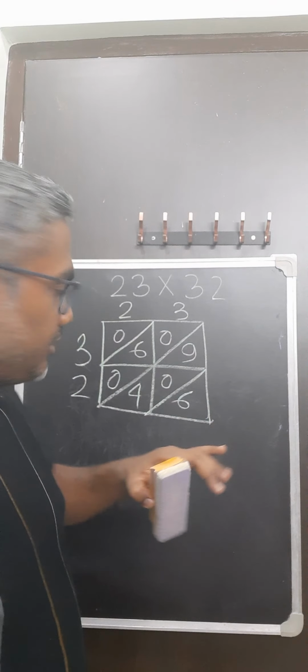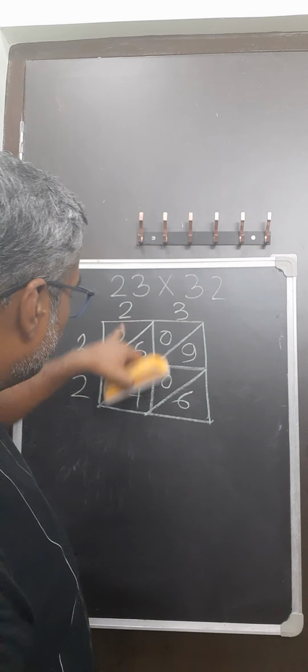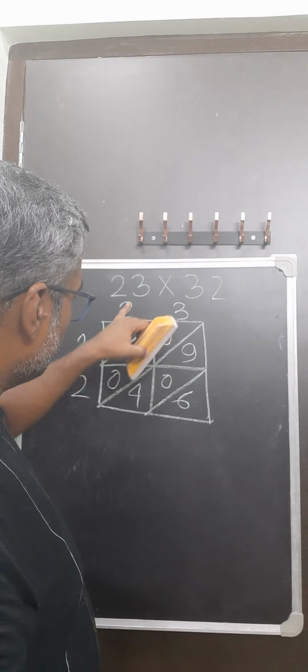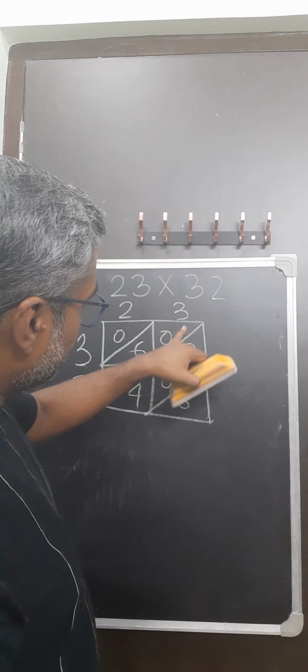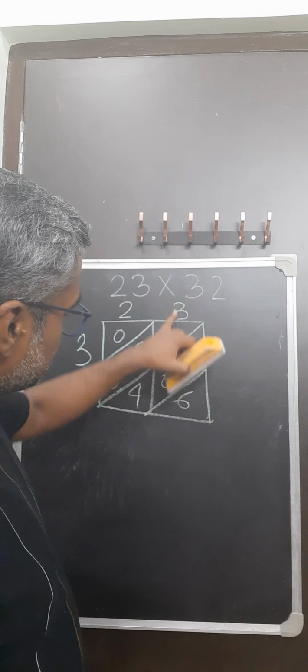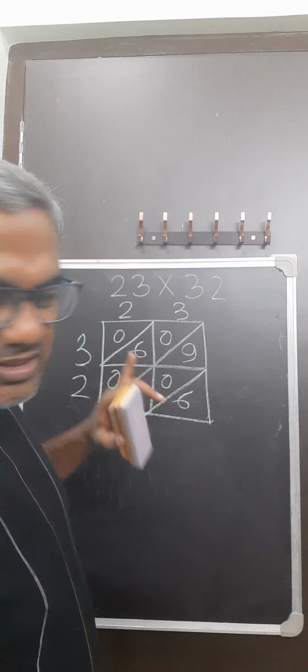So I am explaining again. For the first cell it will be a combination of this cross this. For the second cell, top left, 2 into 2 will come here. For the right top, 3 cross 3. And for the last, the bottom, it will be 3 cross 2. The result will be like that.